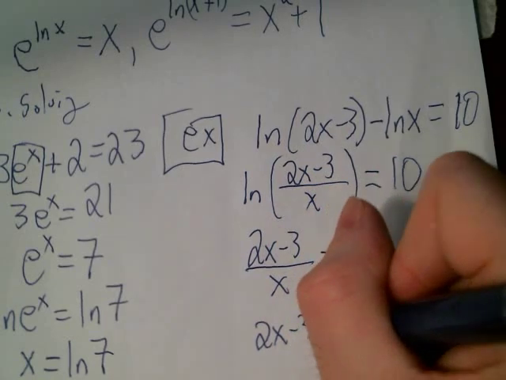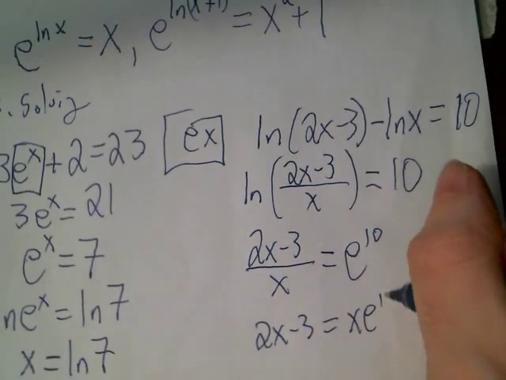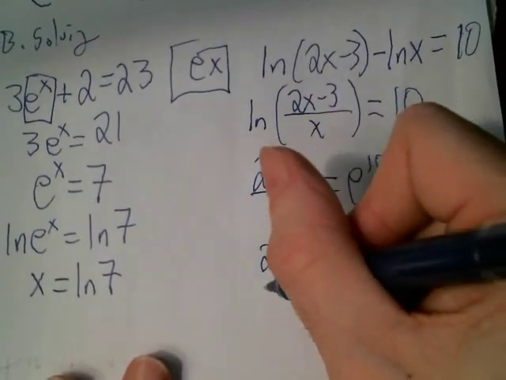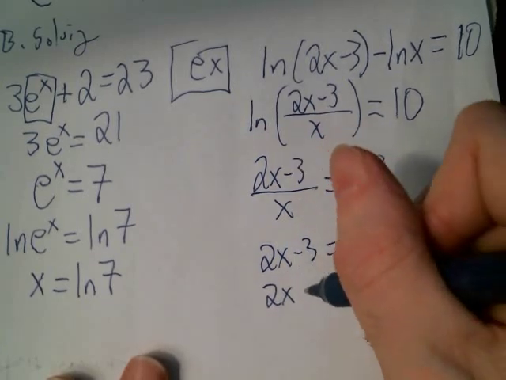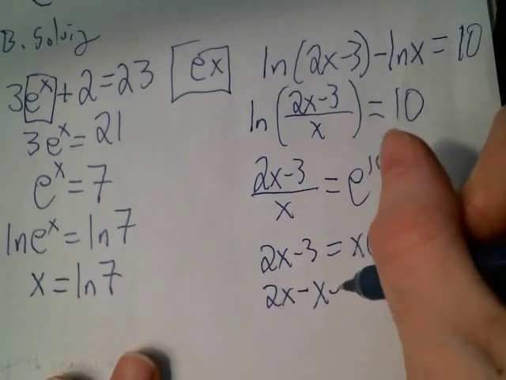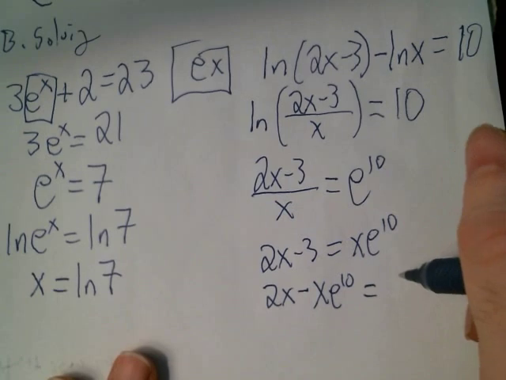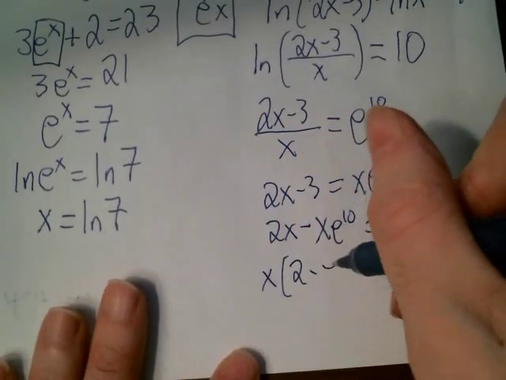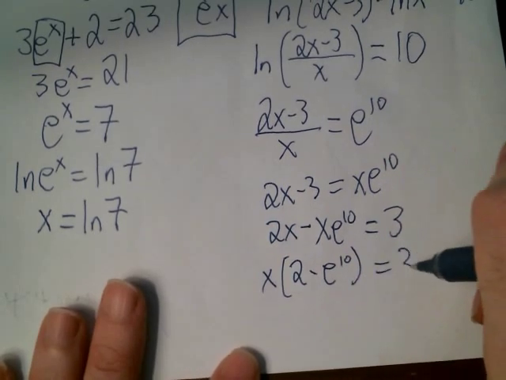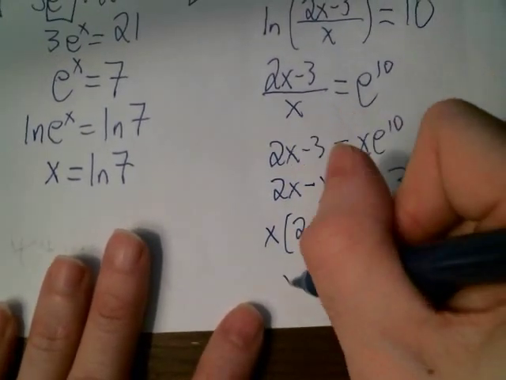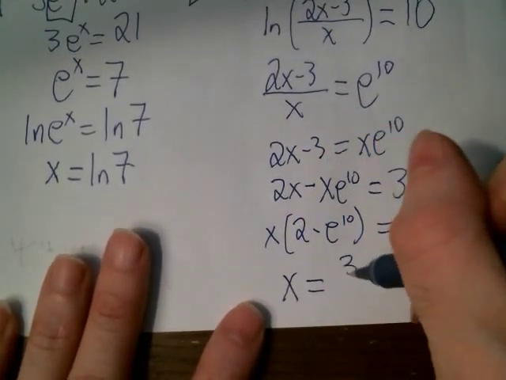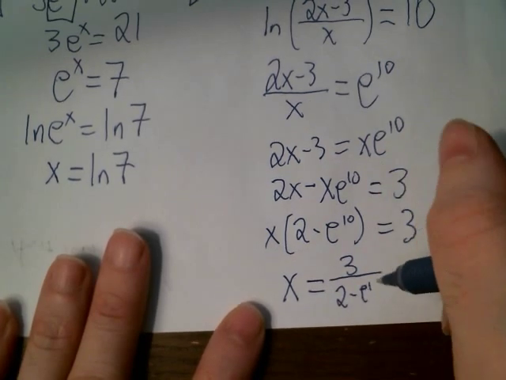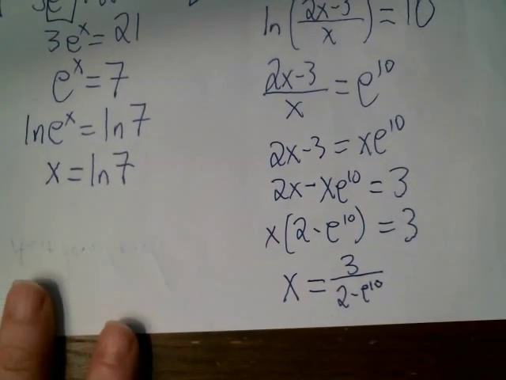So 2x minus 3 equals x e to the 10. And then 2x minus x e to the 10 equals 3. And then factor out the x, you get x times 2 minus e to the 10 equals 3. Divide both sides by 2 minus e to the 10. And then hope that's the answer, right?